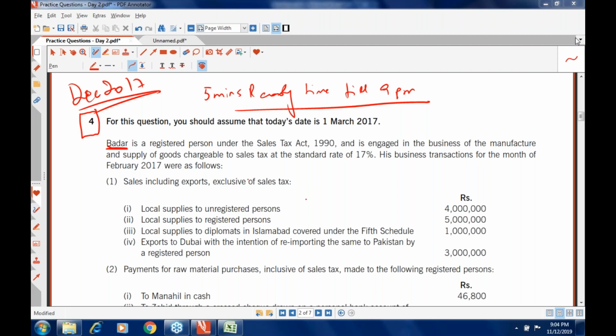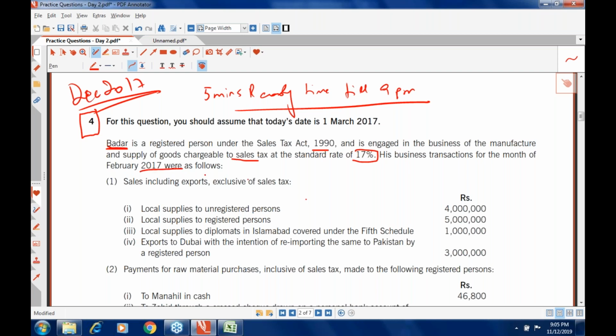Okay, so let's just start discussing this question. It is a question named Badar. It says Badar is a registered person under the Sales Tax Act 1990 and is engaged in the business of the manufacture and supply of goods chargeable to sales tax at the standard rate of 17%. His business transactions for the month of February 17 were as follows.